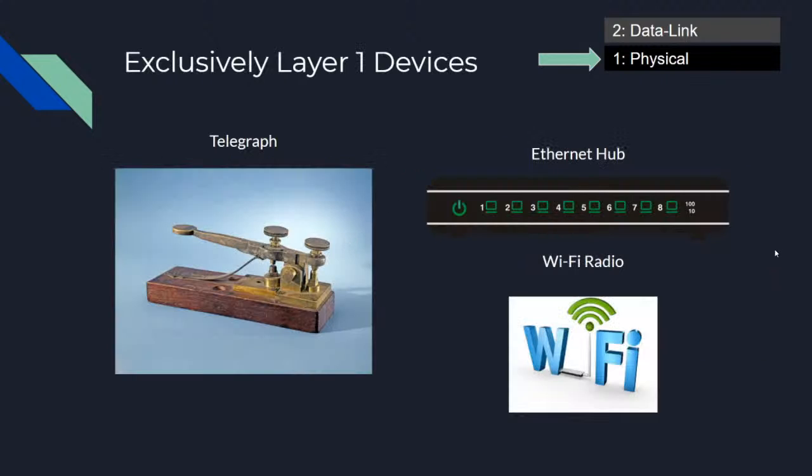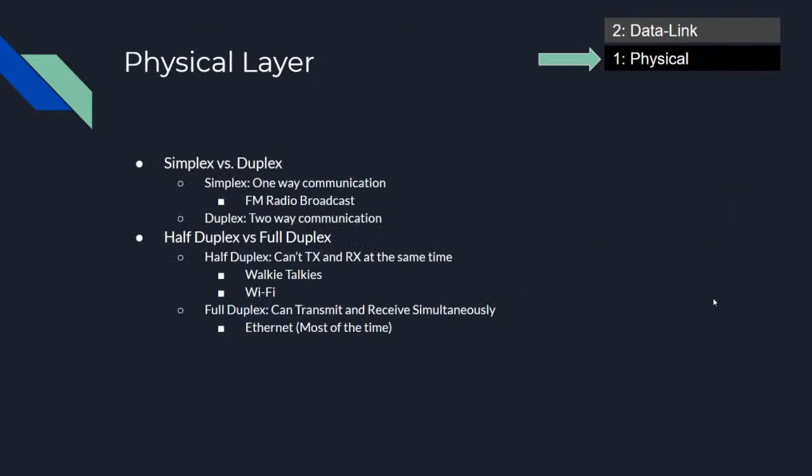So here are some exclusively layer 1 devices. The telegraph, you just sent bits of data in Morse code. It's essentially a layer 1 device. And an Ethernet hub, if you know what a switch is, an Ethernet hub is a really dumb switch. All it does is take whatever is entered on whatever port and repeat it out all the other ports. It's just a repeater with multiple ports. And your Wi-Fi radio on your phone or your laptop is also layer 1, as well as a cellular radio or anything like that.